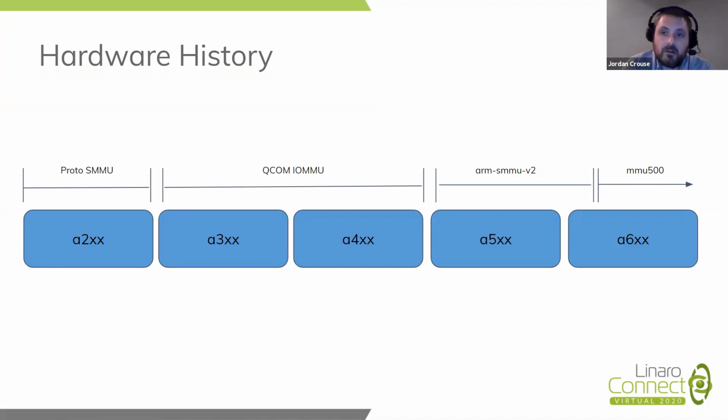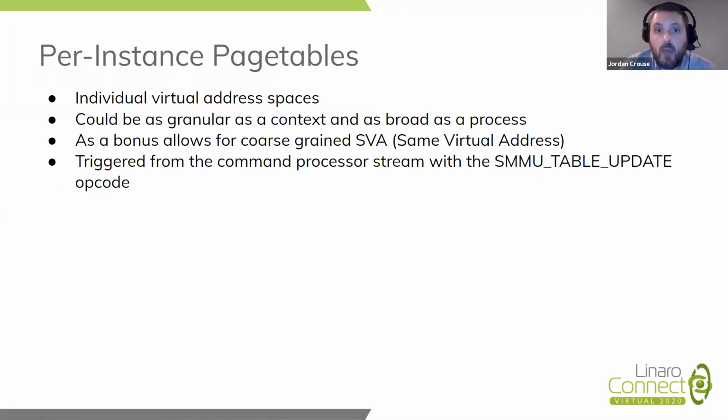The ARM SMMU or the Adreno GPU is a little bit different. So one of the biggest features that we want to provide for the world are what we call per instance page tables. And we've had per instance page tables, or per process page tables as they're often called, as part of the downstream drivers since A3XX days. And the objective here is very simple. We want to provide individual virtual address spaces for different containers.